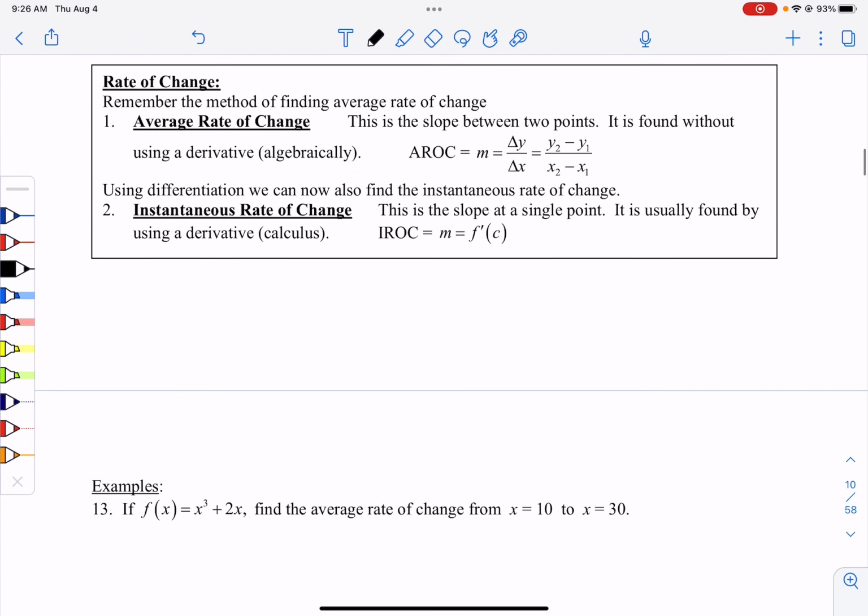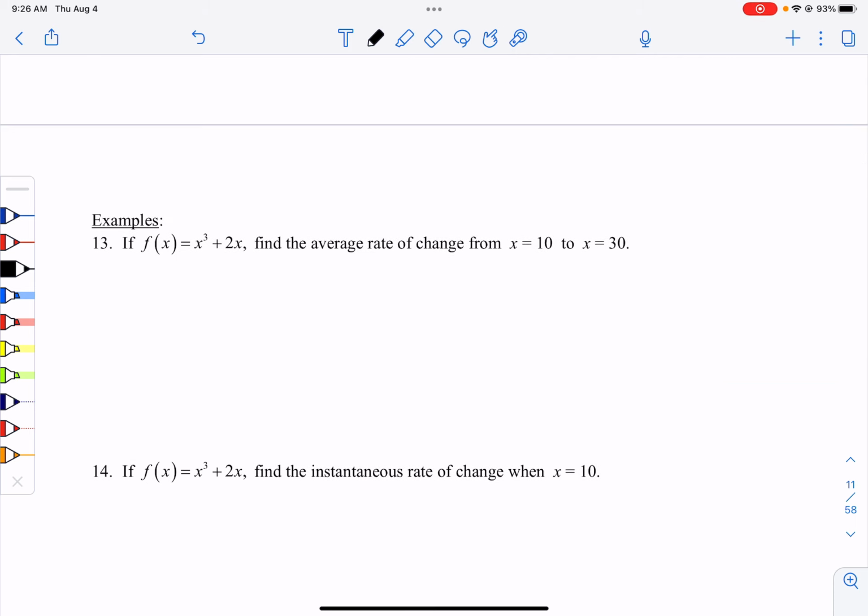Rate of change. Remember, we had the average rate of change, and we've done these a lot, where you use your old slope formula. Now we can use differentiation to find the instantaneous rate of change. So the instantaneous rate of change, remember, is just the derivative. We can use the derivative tricks and shortcuts that we know. So for example, if f of x equals x cubed plus 2x, find the average rate of change from x equals 10 to x equals 30.